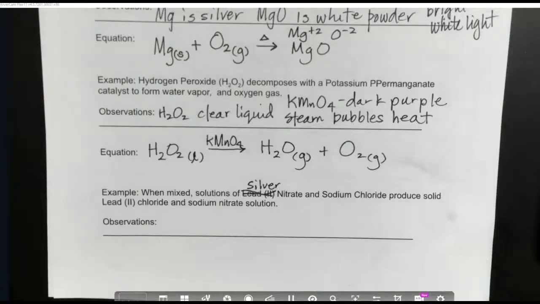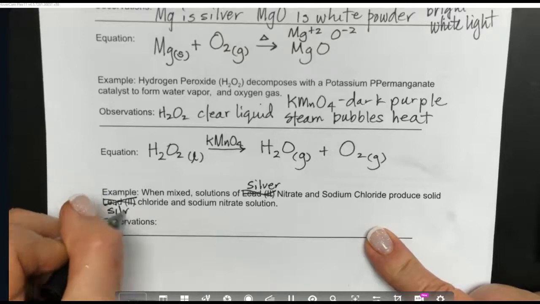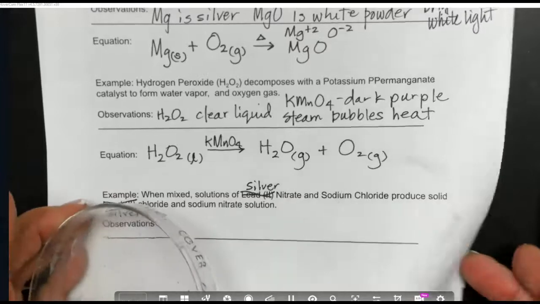The final reaction that we still need to do is one where we're going to use silver nitrate and sodium chloride, and what it's going to produce for us is solid silver chloride and sodium nitrate solution. So that's what we're going to try and see if we can see.